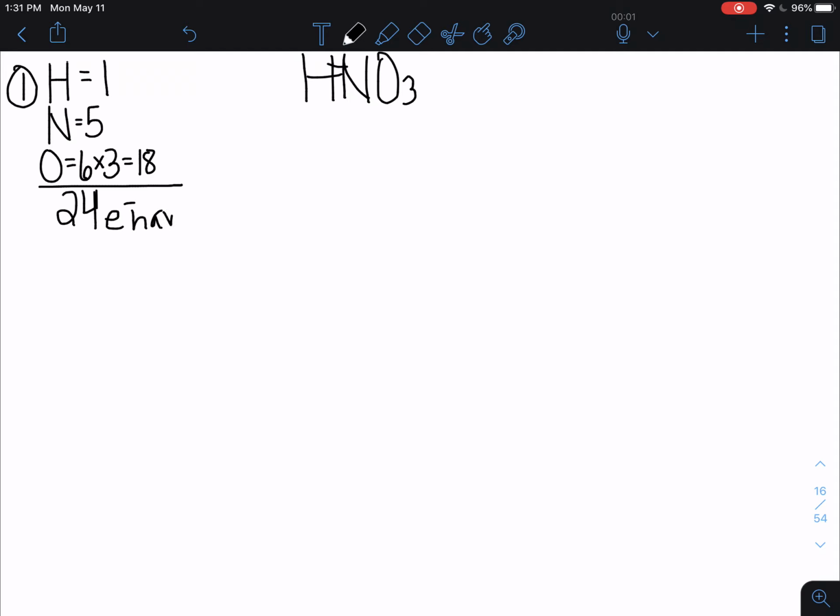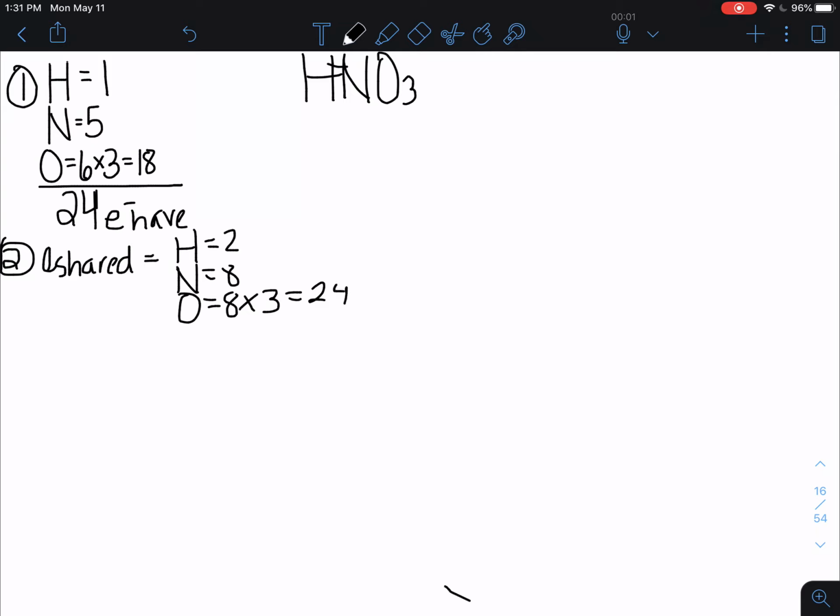So that's E have. And E shared is going to be, hydrogen needs 2, nitrogen needs 8, and oxygen needs 8 times 3, so that's 24. 24 and 8, 32, so it's 34 E, so that's my E need.